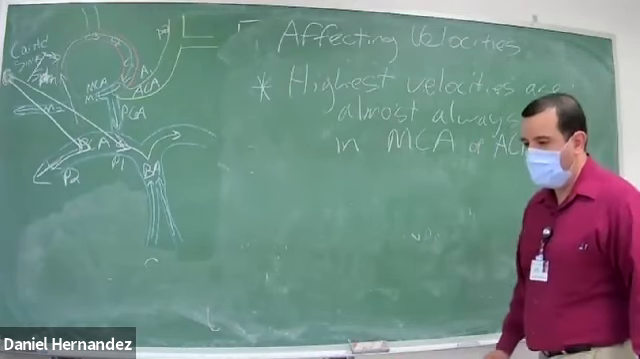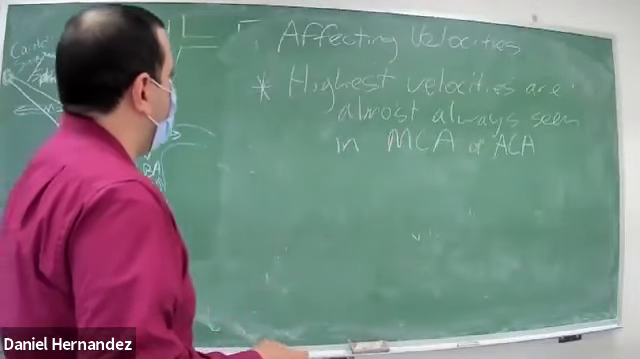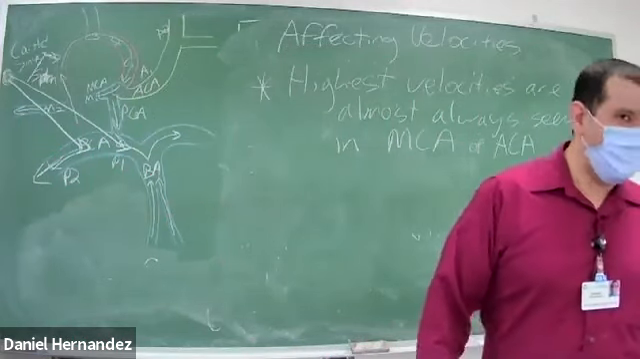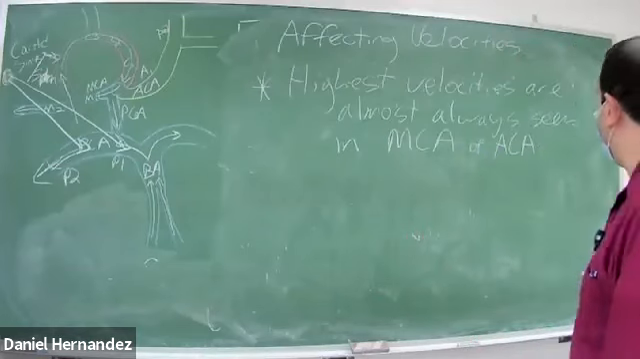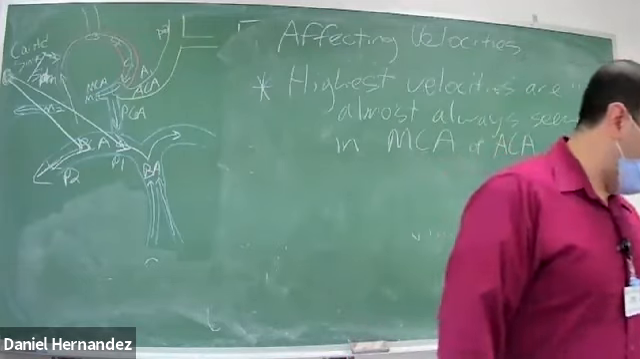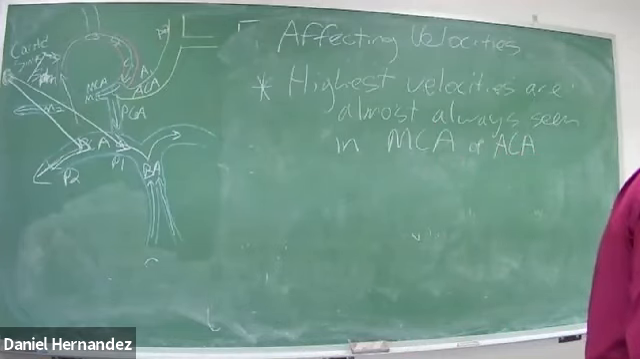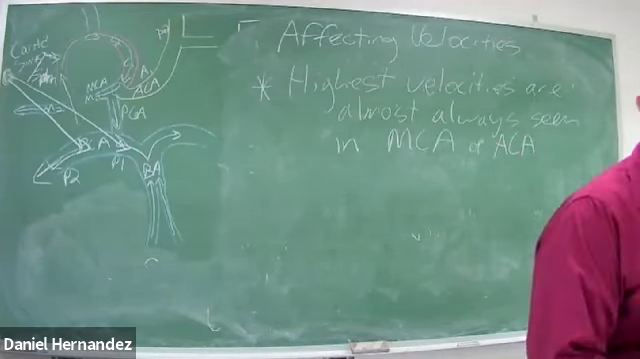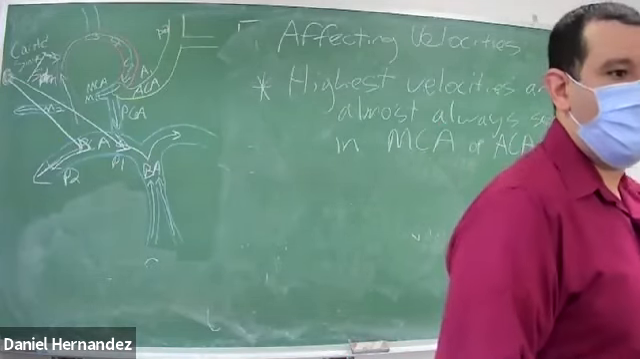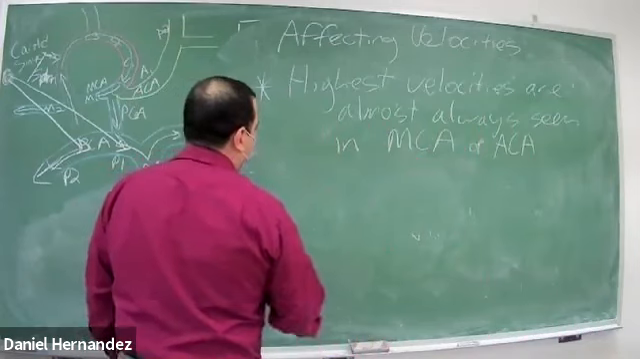So those velocities I gave you are a mean average. There is a range that's considered normal. I'm not going to have you memorize that range because that would be a lot. But we will eventually get into what's our criteria for abnormal. So velocities above a certain threshold then become considered abnormal. So highest velocities are most always seen in the MCA or ACA.